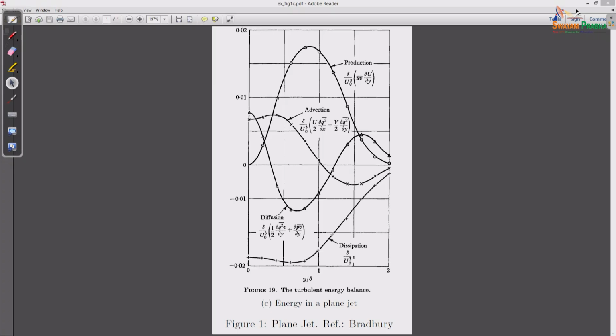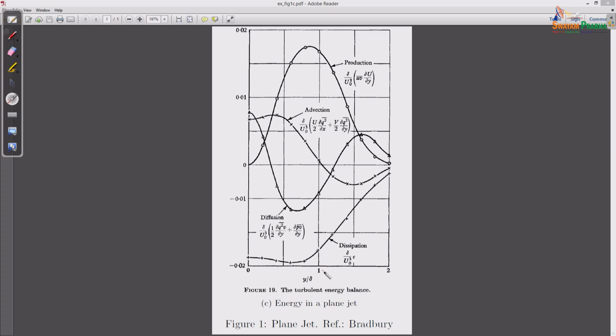So let us see. Now here, the x-axis is essentially y by delta, right? And the y-axis is all the energy, and the quantity of each is different. So production, advection, diffusion, dissipation, right? We have 4 of these, and this basically gives us the rate of change of the total, the mean kinetic and turbulent kinetic energy, right? Okay. Now, this is the distance.